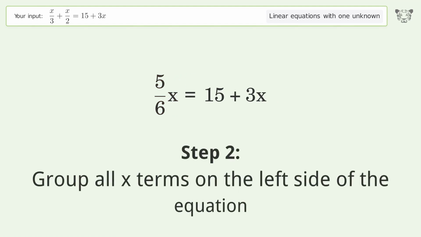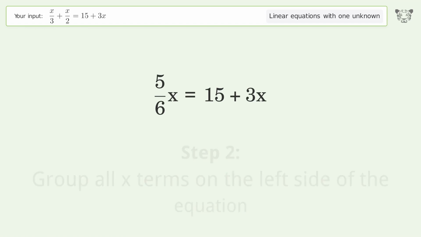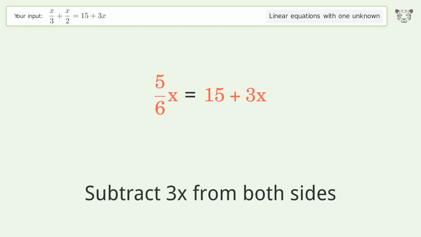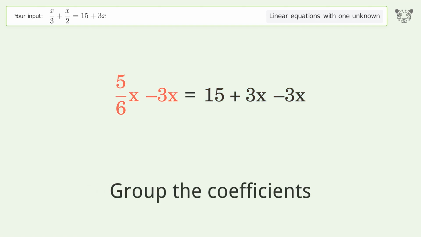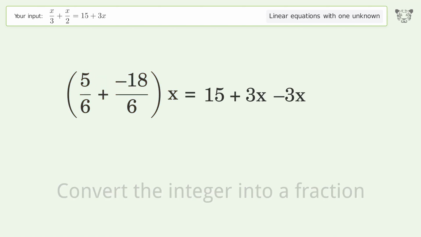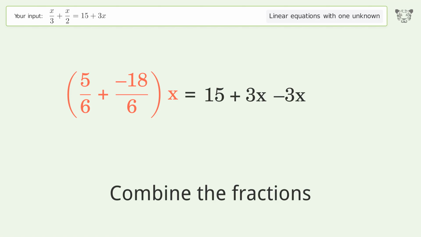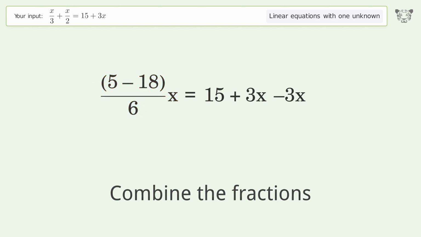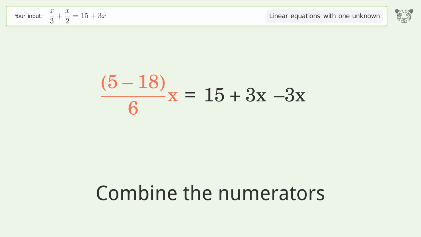Group all x terms on the left side of the equation. Subtract 3x from both sides. Group the coefficients. Convert the integer into a fraction. Combine the fractions. Combine the numerators.